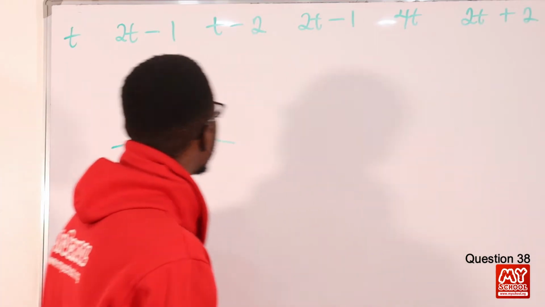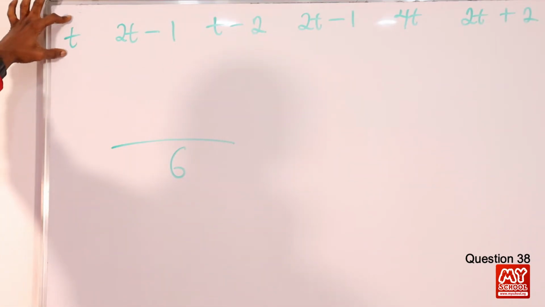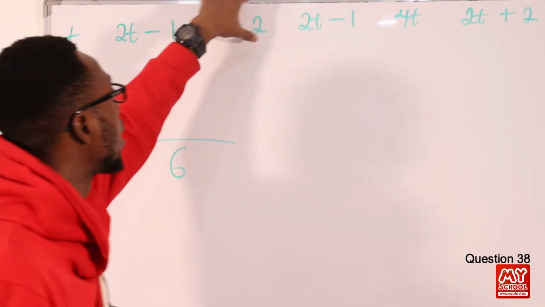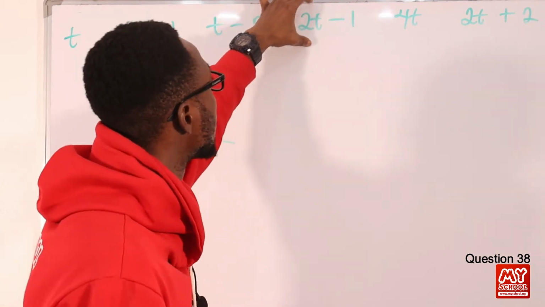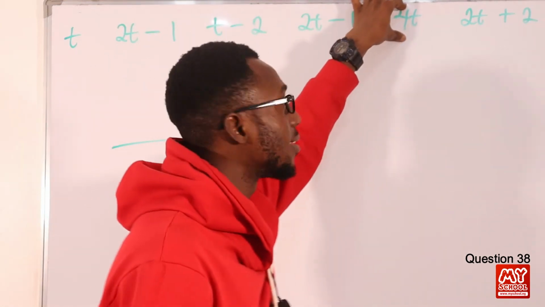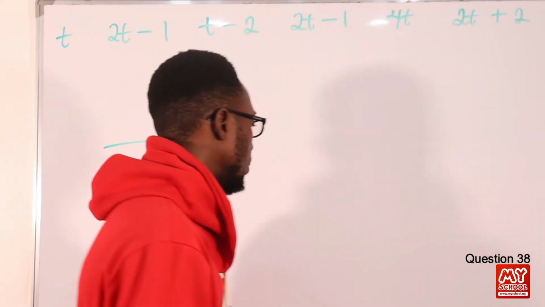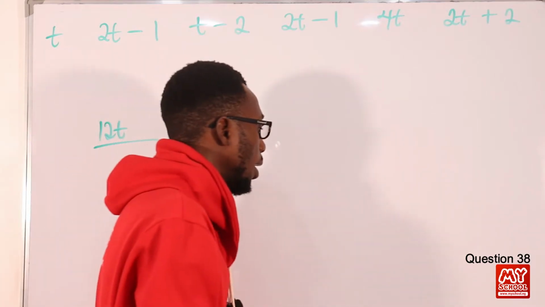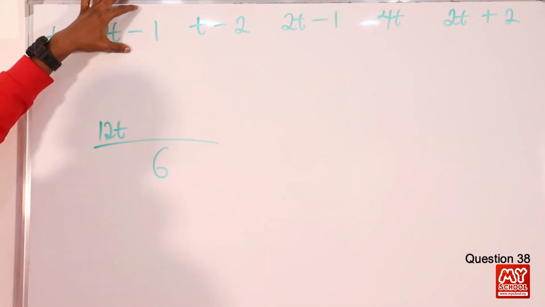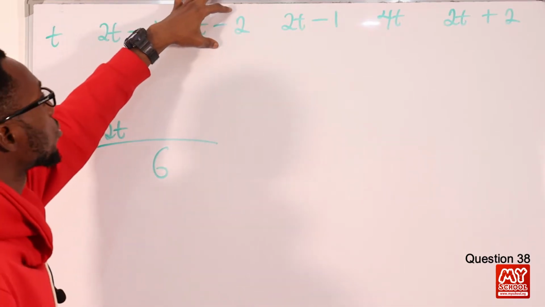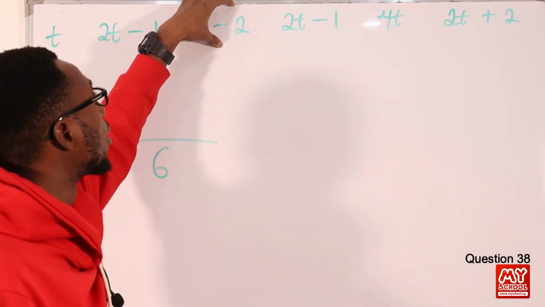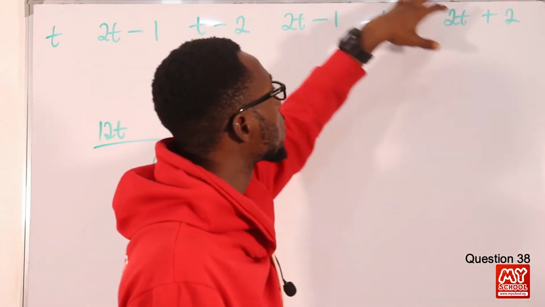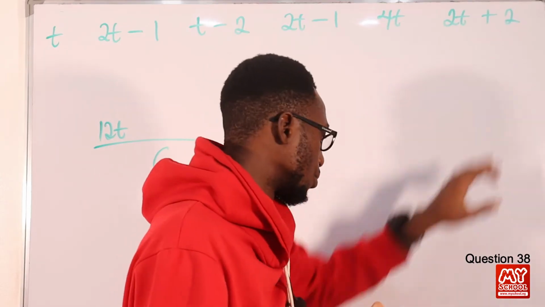So let's do our summation again. So let's add up the t's. t plus 2t, that is 3t, plus another t, that is 4t, plus this t, that is 6t, plus this t, that is 10t, plus this t, that is 12t. Right. Okay. Then I have my numbers. Minus 1 plus minus 2, that is minus 3. Okay. Minus 3 plus minus 1, that is minus 4. Right? Minus 4 plus 2, that is minus 2.